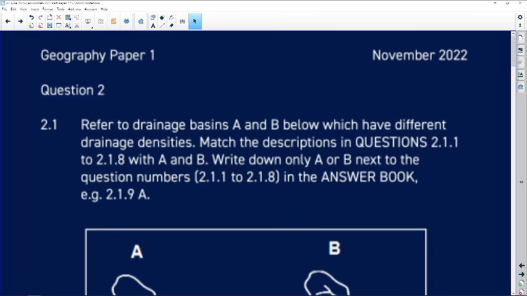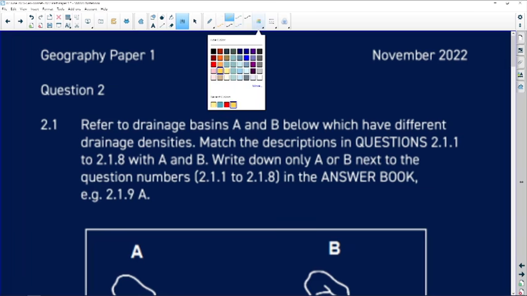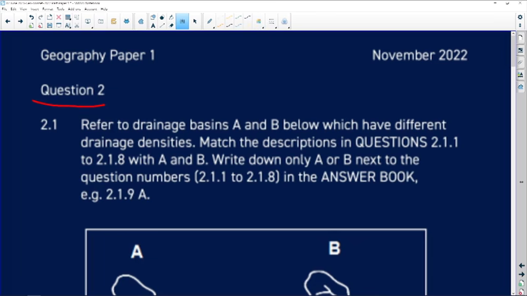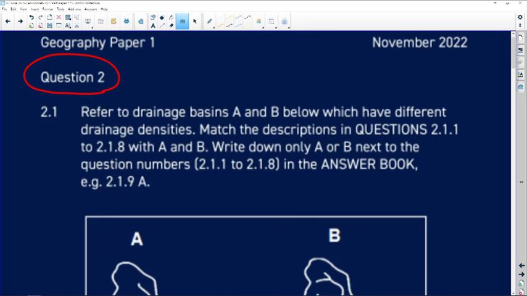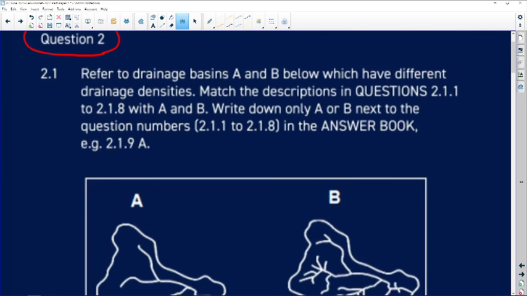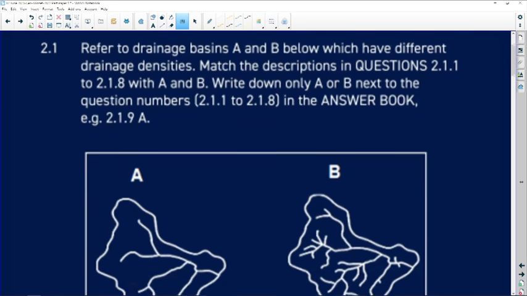Okay, we're going to have a look at question two of the November final exam 2022. Now, question two, we focus on geomorphology, right? We're going to have a look at river processes and all those concepts. Now, if you look at our first question, refer to drainage basin A and B below. Match your descriptions in questions 2.1.1 to 2.1.8 by simply answering, is it A or is it B?